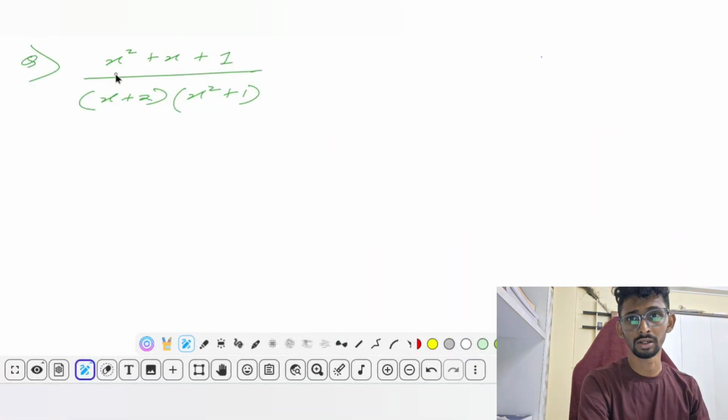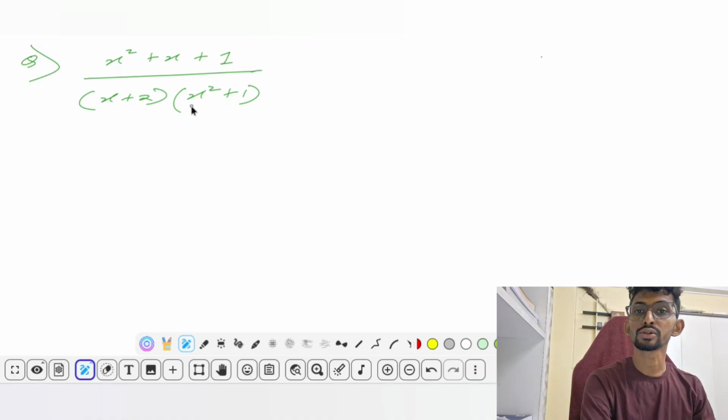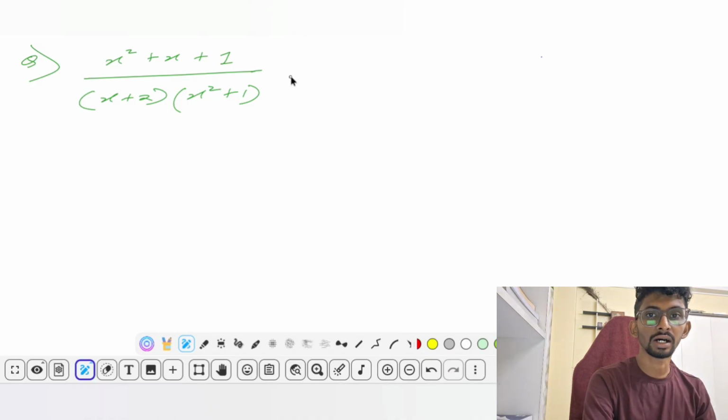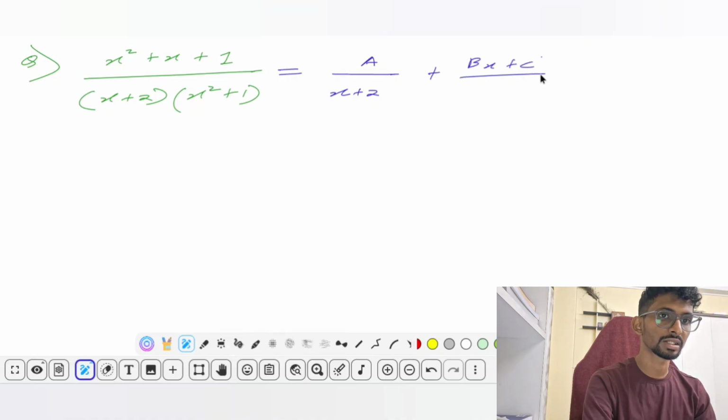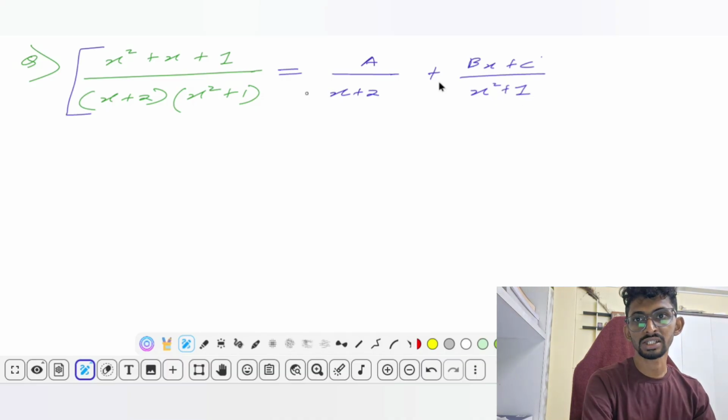So next question. Here we have to decompose x square plus x plus 1 divided by x plus 2 times x square plus 1. So here one part is linear, the other is quadratic. So we will write this as a upon x plus 2, plus, for x square plus 1, which is quadratic, we will write bx plus c upon x square plus 1. Okay.